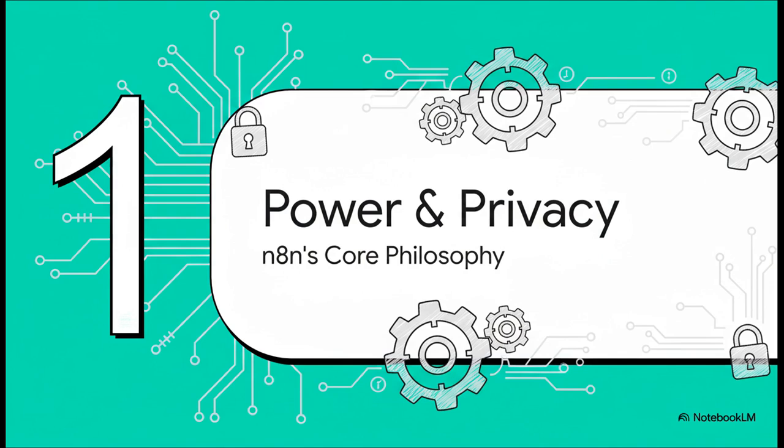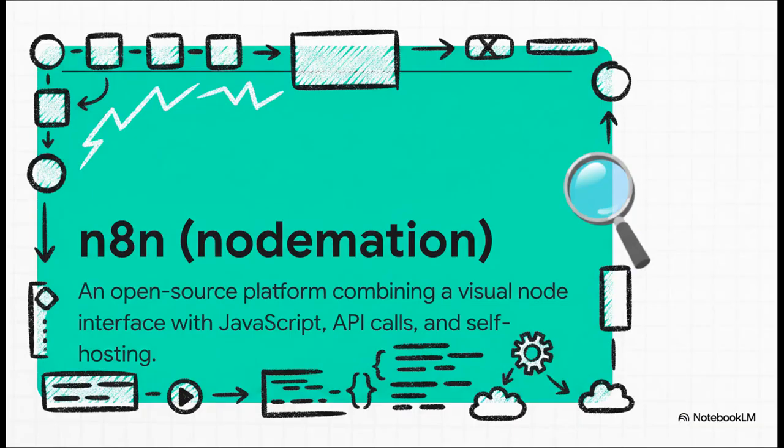Okay, first up, let's really get to the heart of what makes n8n tick. Because this isn't just another tool. It's really a whole different philosophy about automation. So what exactly is n8n, or Nodeamation as it's sometimes called? Think of it as a hybrid. On one hand, you get this beautiful, visual, node-based canvas where you can just drag and drop your logic. But right underneath that surface, it is a developer's absolute playground. You can write your own JavaScript, you can hit any API you want, and because you're hosting it yourself, you get the final say on, well, everything.